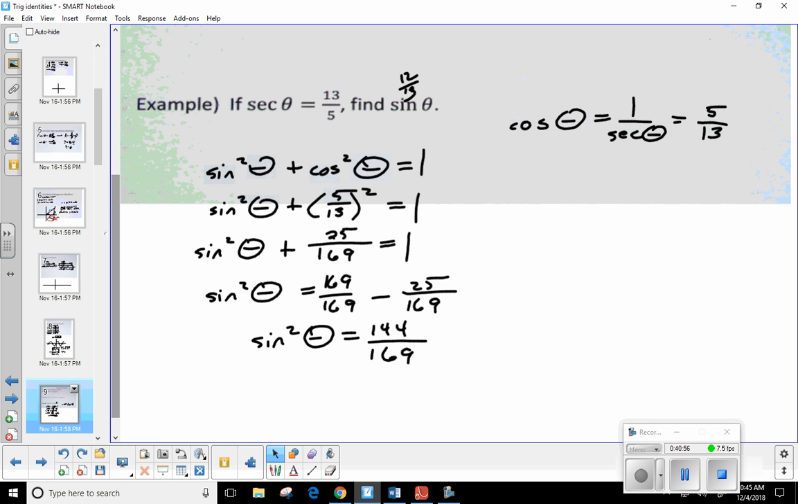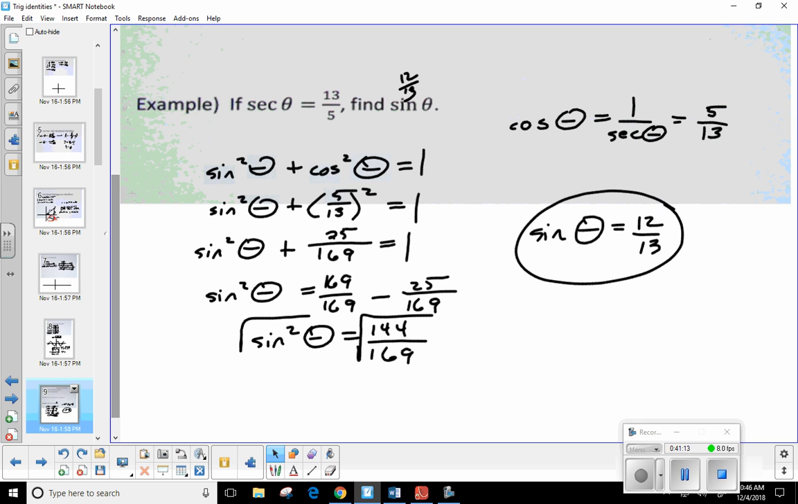Now, if I had x squared and I want x, what would you do? You just take the square root. The same rule applies to your trig function. I have sine squared, but I want sine. So I'm going to take the square root. So we see that sine of theta is the 12/13 that Connor told me about. Now, how many people got that one right?